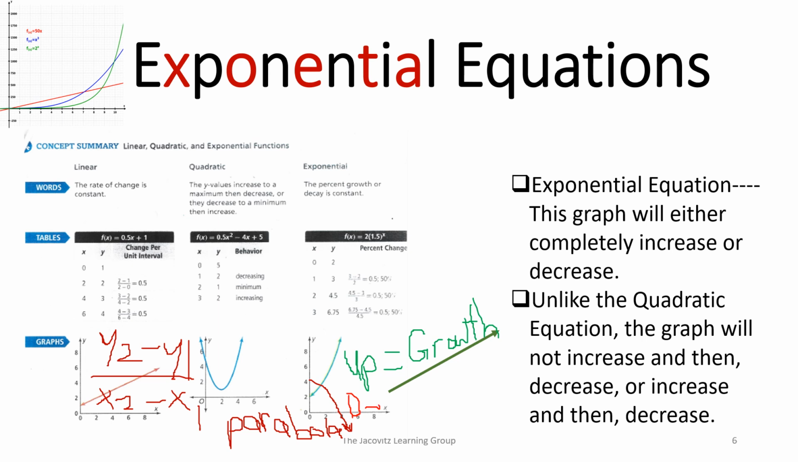What are you guys doing with decay in science? Don't you guys do radioactive decay? You also do fossils, and that's the term there, radioactive decay. So guess what? Down is down and up is up. This is just something that is either completely increasing or decreasing.